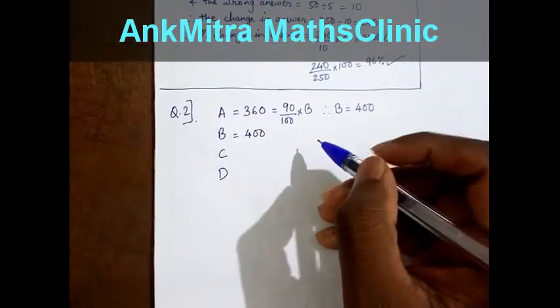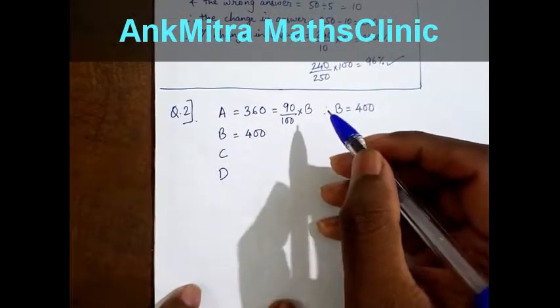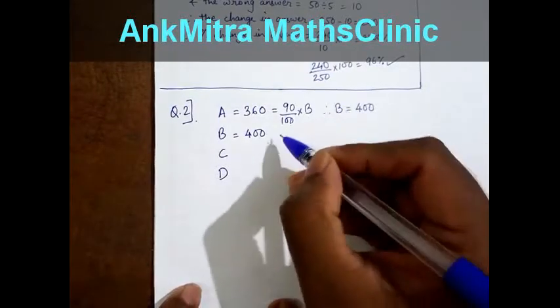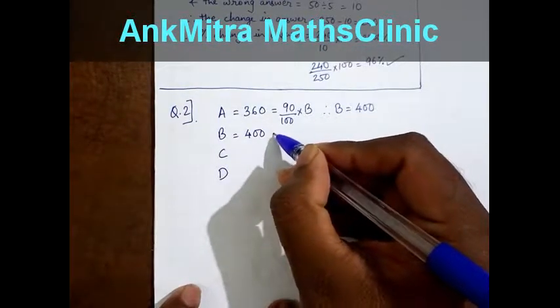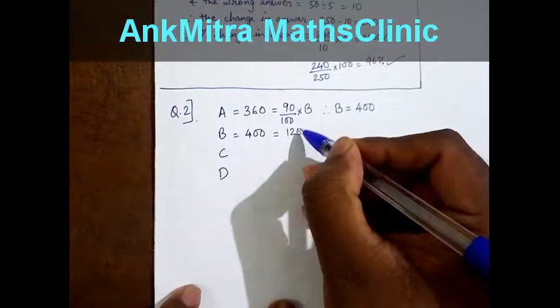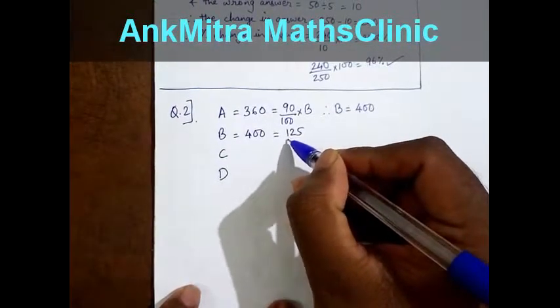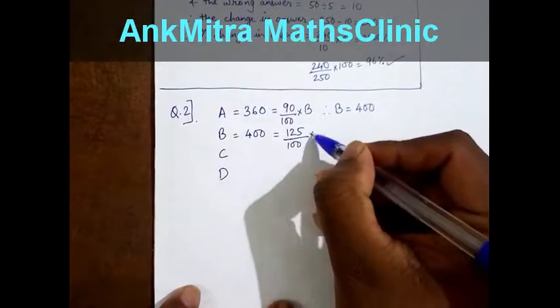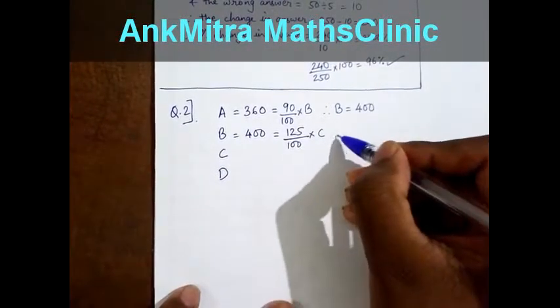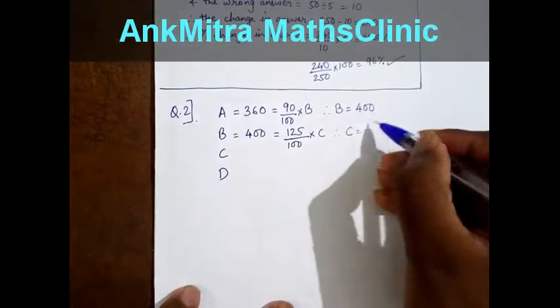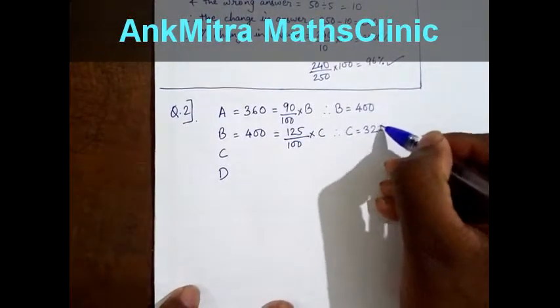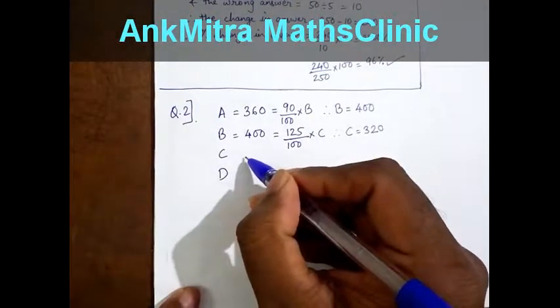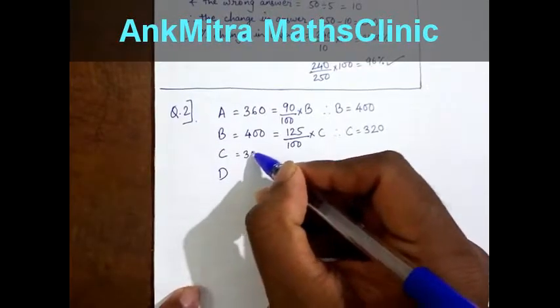Then they have mentioned that B has scored 25% more than C. That means B's 400 marks is actually 125% of C. So we can write it as 125 upon 100 multiplied by C. This gives C is equal to 320. So C's marks are 320.